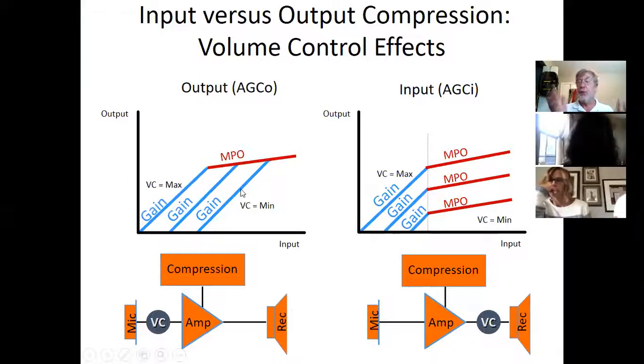And now, knowing how to read input-output graphs, you can tell, look what it says on the picture here, volume control effects. That's what input versus output compression concerned. That's what it dealt with. So if the user increased or decreased volume control on his or her hearing aid, with output compression, the volume control changed the gain. You can see that, 3 gain lines, volume control max, volume control minimum, but it didn't change the maximum power output, didn't change the MPO.